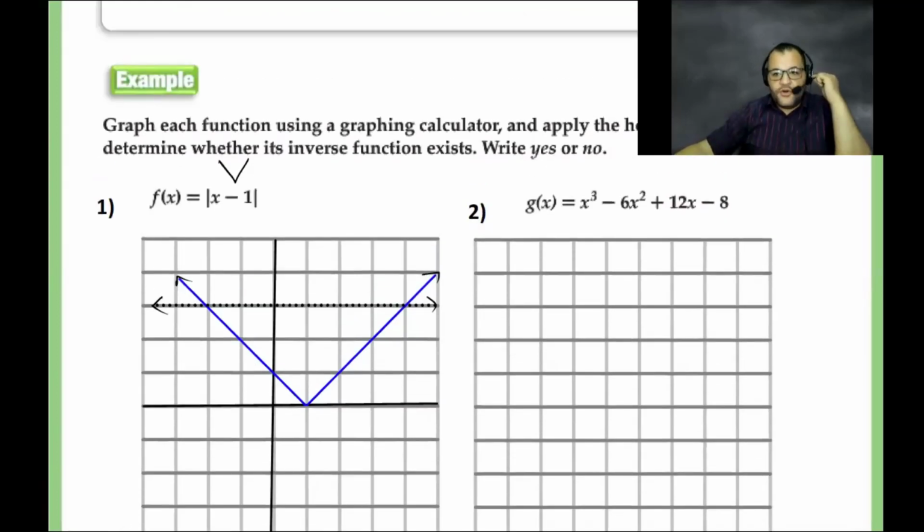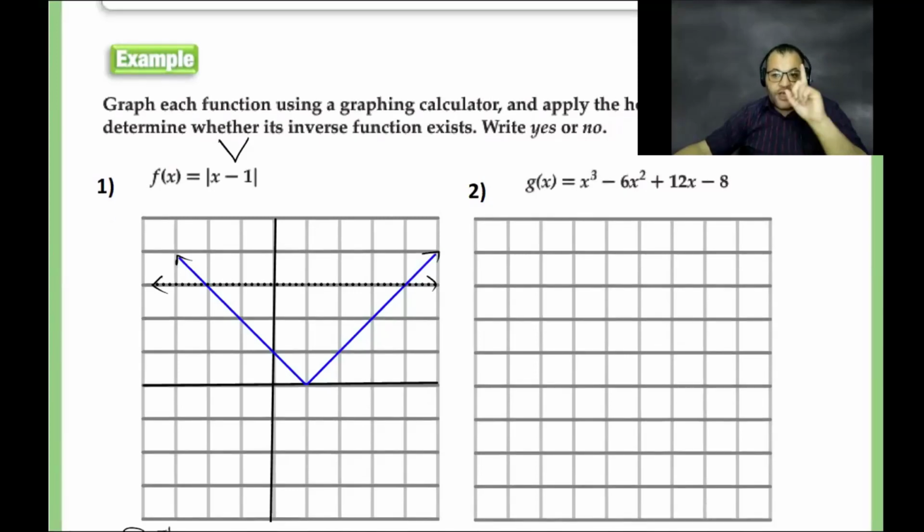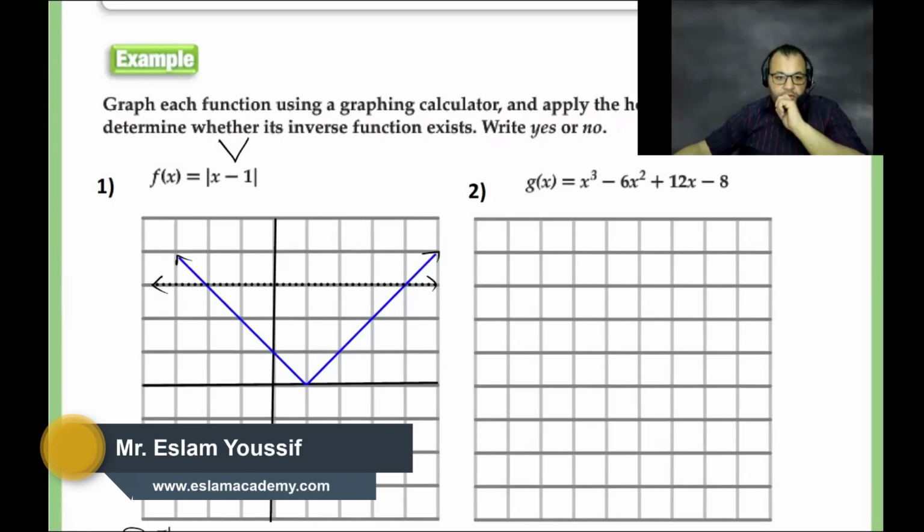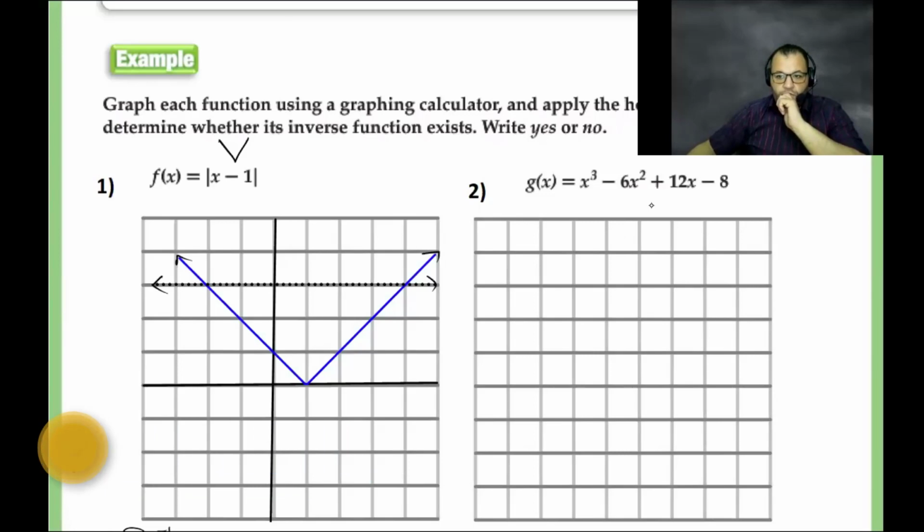For the cubic function, in some cases its inverse is a function, and in some cases its inverse is not a function. So we need to check this one. How can we graph it? Just by using mode table, which is mode 7. Can you write this equation, please?